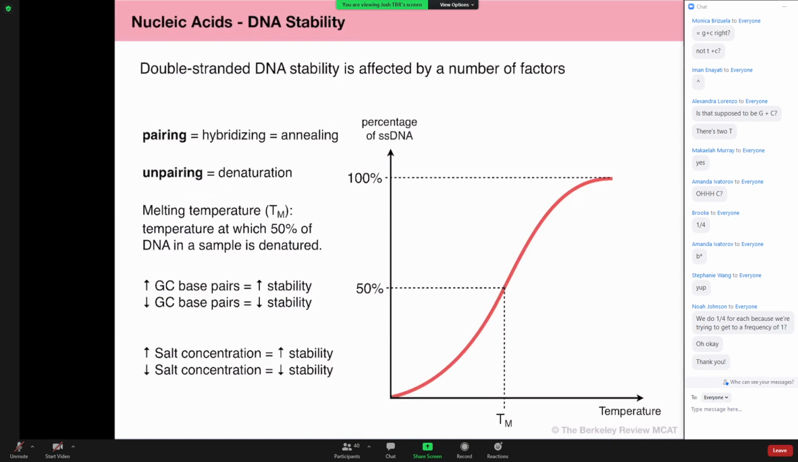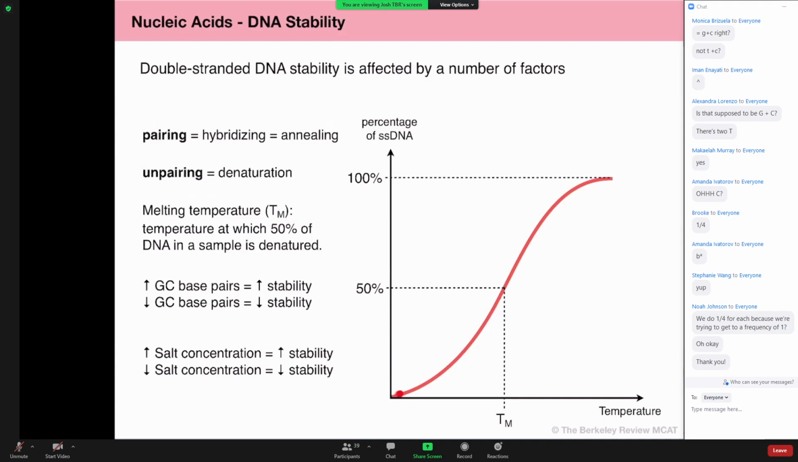Okay, so for double-stranded DNA, when we're talking about its stability, there are a lot of different factors that will affect it. If you ever hear the word pairing, it just means the same thing as hybridizing. So DNA can pair with another strand, hybridize with another strand, or anneal with another strand. Those all mean the same thing. The two single-stranded DNAs come together and form a double-stranded DNA. If you see this fancy term Tm, the melting temperature, this is the temperature at which 50% of the DNA is denatured.